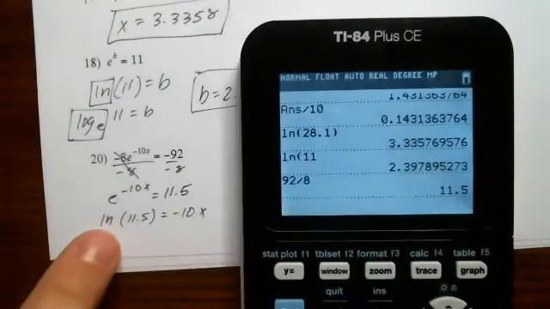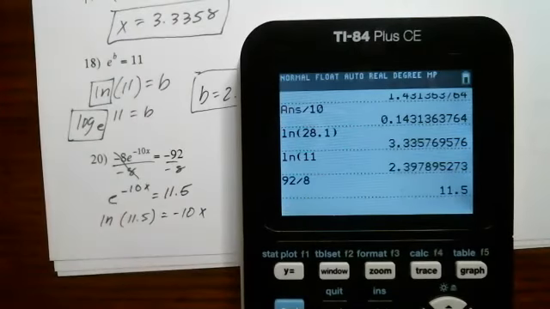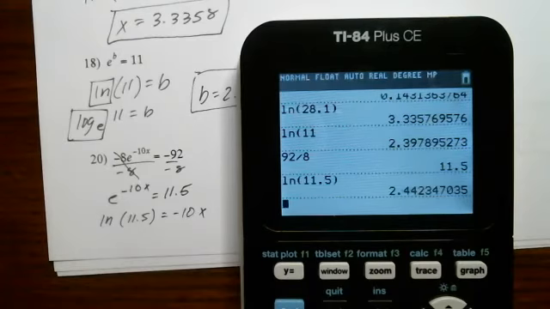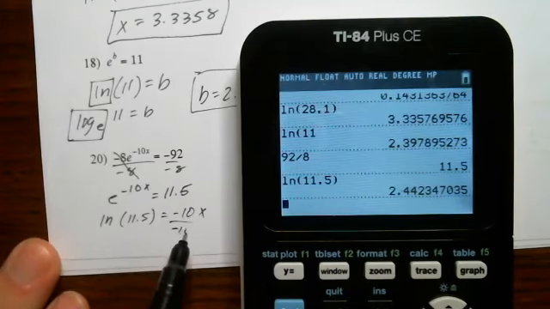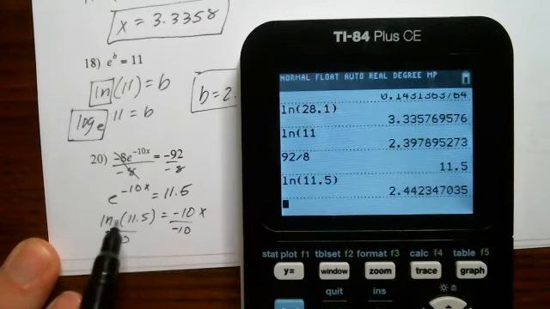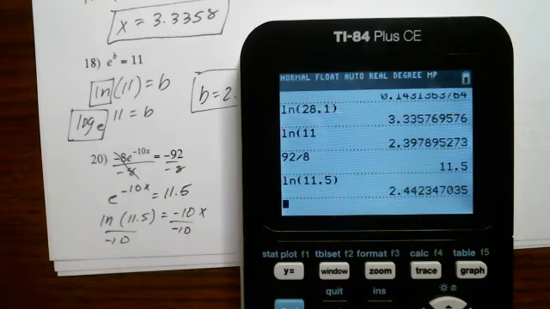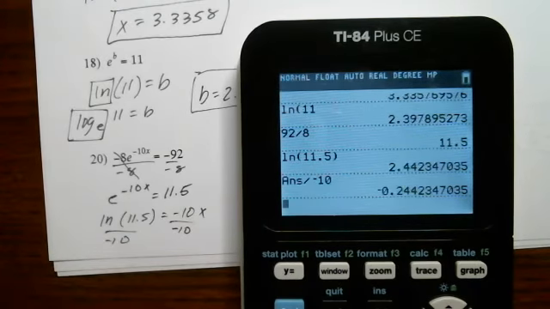So I'm going to calculate this on the left side first. So ln of 11.5 is equal to that. Now, I don't want to write that big number down. I know what I would do next is divide by -10. So I'm just going to take this number right here, which is on my screen, and hit divide. It'll automatically divide the answer by -10. Negative 0.2442.